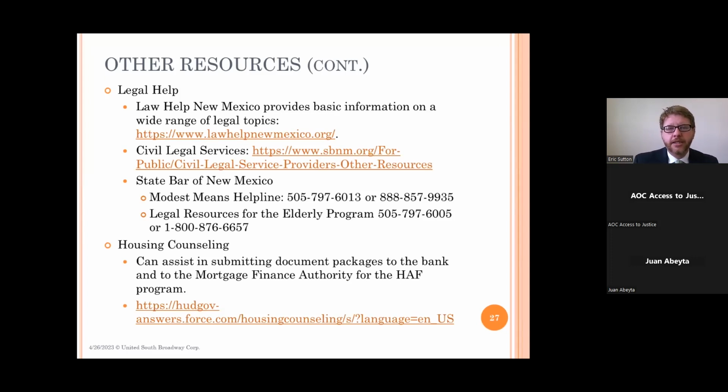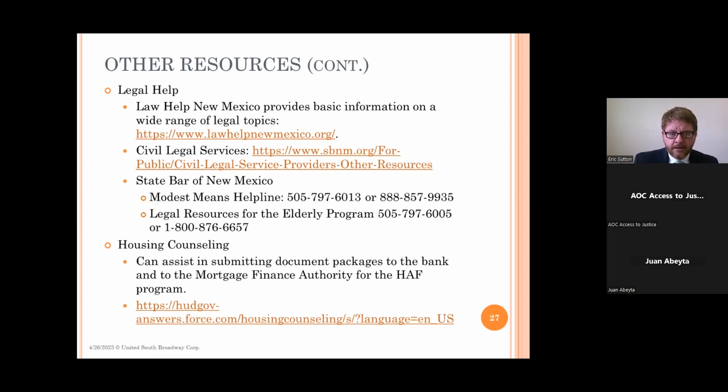Some other resources that are available, legal help. There's the website Law Help New Mexico. It's been revamped and it's an exceptional website full of information on a huge range of legal topics, with definitions and explanations of concepts that would be useful to somebody who's trying to figure out what's going on in a lawsuit. And there is a section on foreclosures and mortgages. Civil legal services, there's a list available, which includes United South Broadway, available on the State Bar's website. And the State Bar also has other programs, Modest Means Helpline, and Legal Resources for the Elderly Program helplines as well.